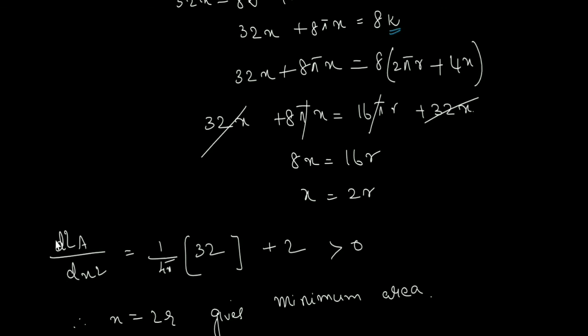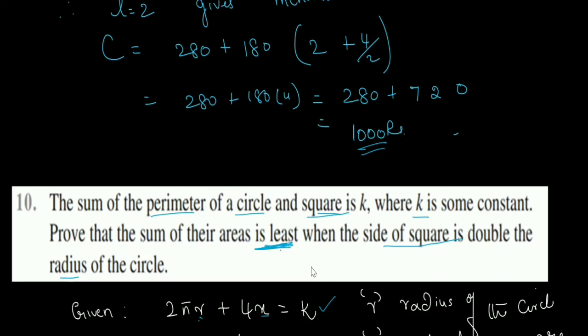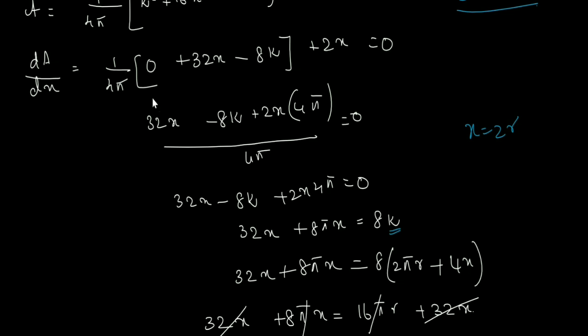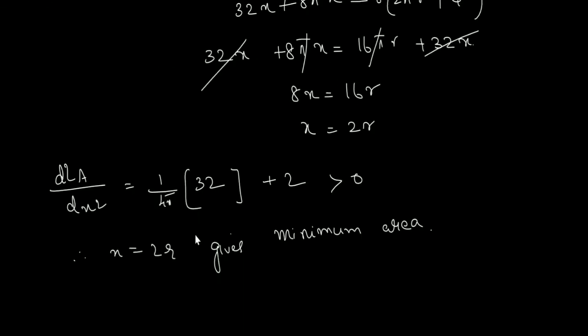Now we have to prove that d square A by dx square is greater than 0, because we need to find the minimum area. The question is to find the minimum, the least. So differentiate dA by dx again. What do you get here? 0, and 32 by 4 pi plus 2. There is no negative term at all, so it is greater than 0. So x is equal to 2r gives the minimum area, because the second derivative is greater than 0. So we have proved. Thank you.